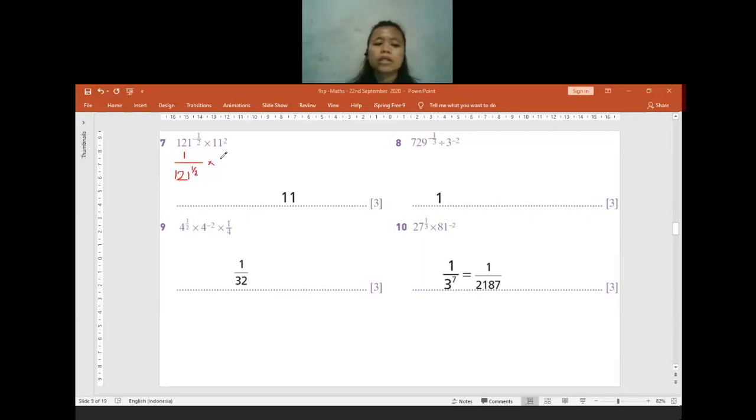Now there is a negative power, so we can make it into a fraction. I can make it as 121 to the power of a half, and then 11 squared, I just make it as 11 times 11, I do not calculate it. And then 121 to the power of a half is the square root of 121, which equals 1 per 11. So now I have 1 per 11 times 11 times 11. I can cancel the number 11. So the leftover is only 11 as the final answer.